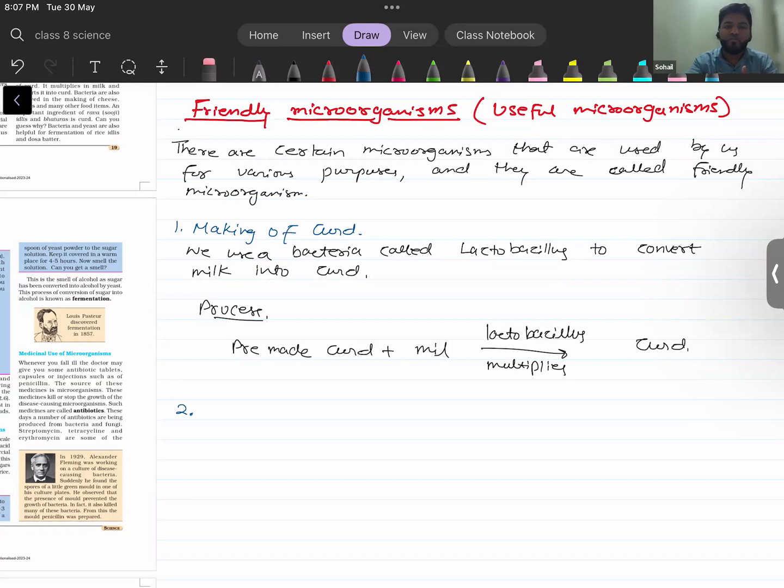If you see bread, in the industry where breads are produced on a large scale, they take the help of a microorganism called yeast. Yeast falls in which category of microorganism? Is it fungus, bacteria, or virus? Fungus. It is a fungus. So the next thing is the making of bread.